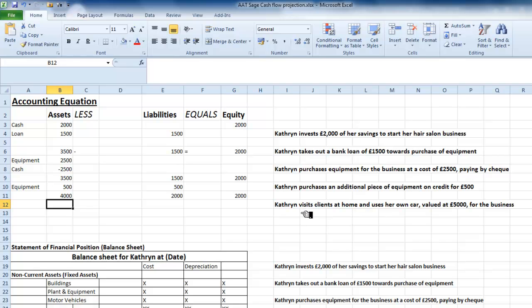Now for the last one. Catherine visits clients at homes and uses her own car valued at $5,000 for the business. So she can also state that her vehicle is a part of the business, and it would then become an asset of $5,000. Now remember that since it was her vehicle before it was given to the business, that is also representative of her interest in the business. So her equity in the business goes up by $5,000 as well. So we can now say that if we add these up, the 5,000 plus the 4,000 gives 9,000, minus 2,000 gives us, adding these up again, 5,000 and 2,000 is 7,000, and our accounting equation balances.